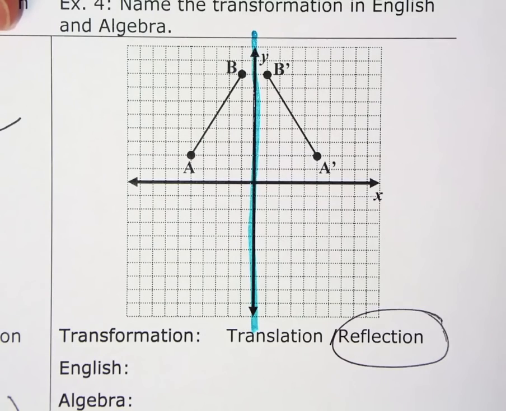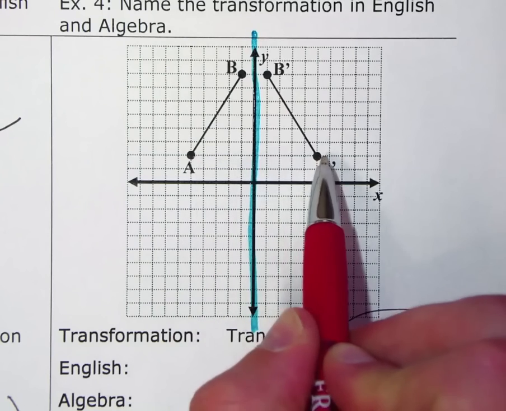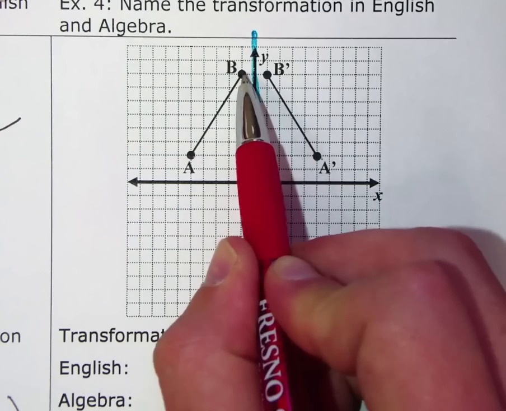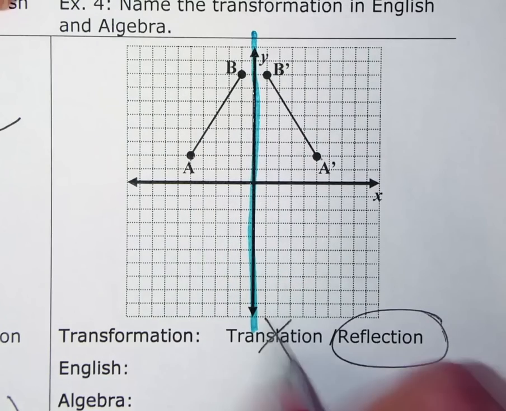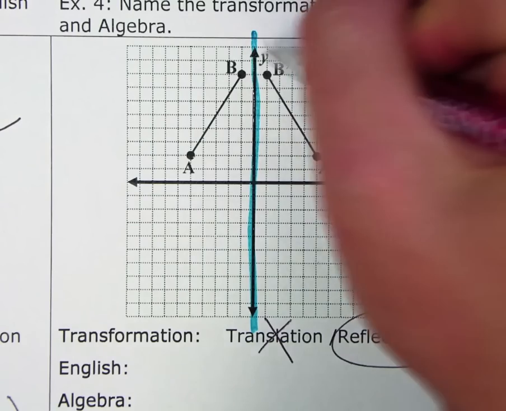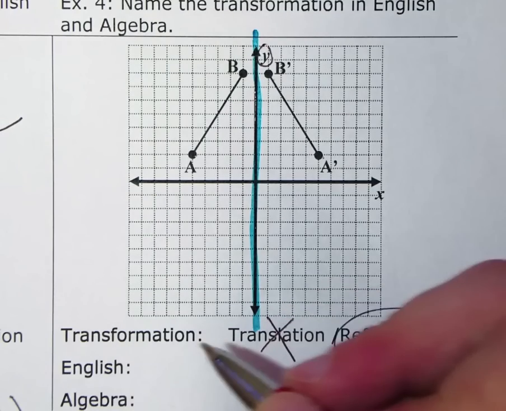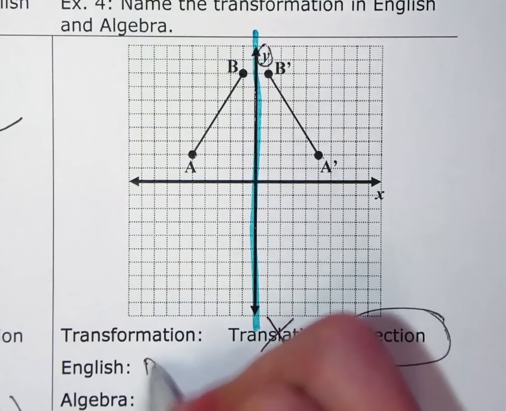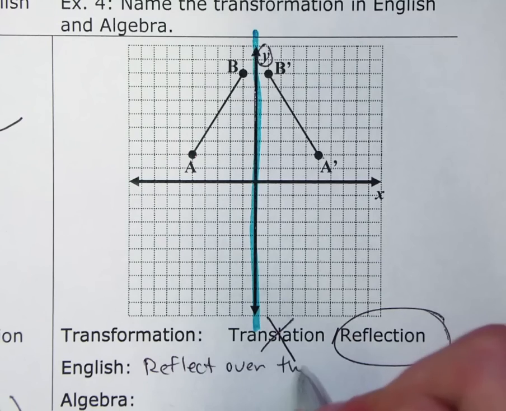It's the mirror. And you can see it's not a translation because my translation might be like move to the right, looks like 10. But is it the same here for B? Did it move to the right 10? No. So it's not a translation. It's a reflection. In this case, it's reflecting over the y-axis. So my English in this case would be to say, go ahead and reflect over the y-axis.